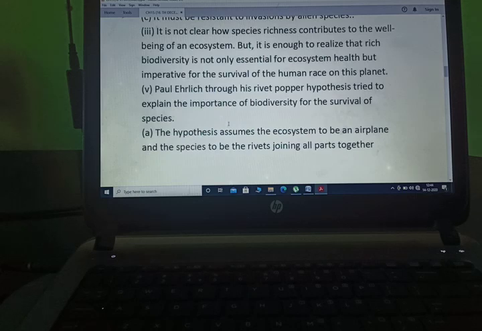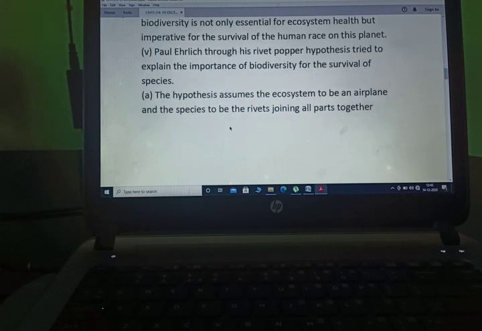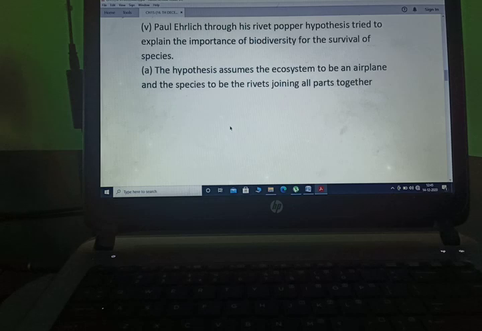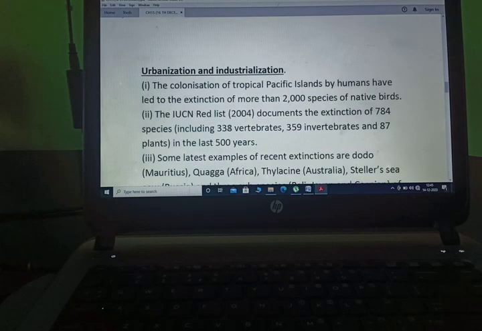It is not clear how species richness contributes to the well-being of an ecosystem, but it is enough to realize that rich biodiversity is not only essential for the ecosystem but imperative for the survival of the human race on the planet. Paul Ehrlich, through his Rivet-Popper hypothesis, tried to explain the importance of biodiversity for the survival of species. The hypothesis assumes the ecosystem to be an airplane and species to be the rivets joining all parts together.